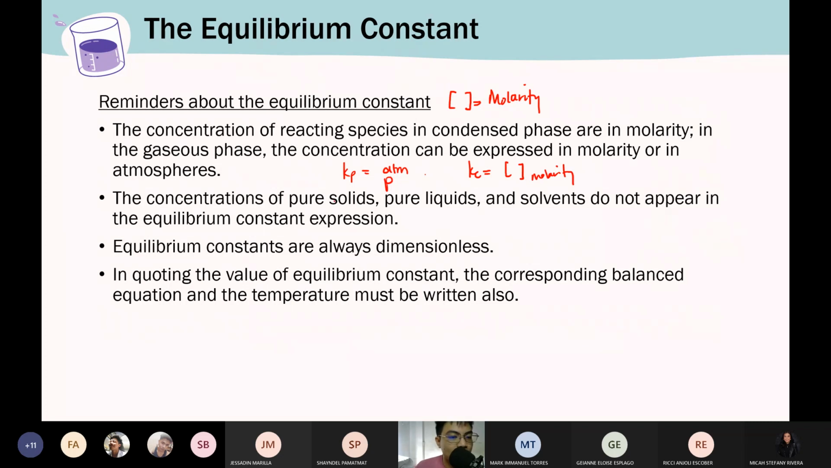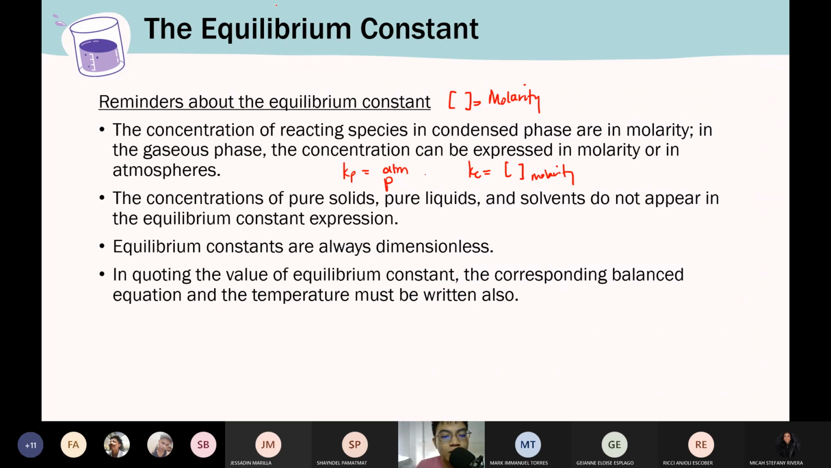Okay, and the next one, pure solid, pure liquid, and solvents do not appear in the equilibrium constant. Why? Because we assume that their amounts are always constant. No? For solid, the concentration can be expressed by density. For the solvents, for the pure liquids, it is always constant talaga. Okay? And then another thing is that equilibrium constants are always dimensionless. Okay? When we say dimensionless, that just means na wala siyang unit.